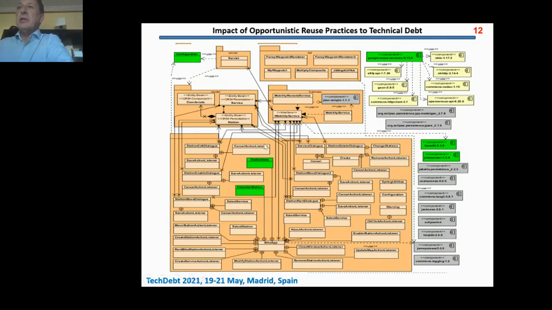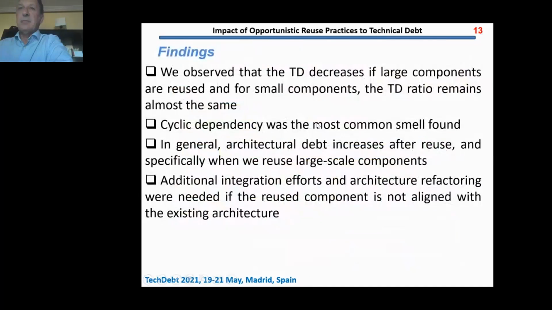For instance, when we added the Google Maps services for the geolocation of the bikes, we had to include all these components here. So overall, we had to modify an additional 70% of the architecture to add the 3 new components for the Bicap. So finally, our findings of this work are that in general, we observe that the technical debt ratios decrease when large components are reused, but for small components, the technical debt ratios remain almost the same.